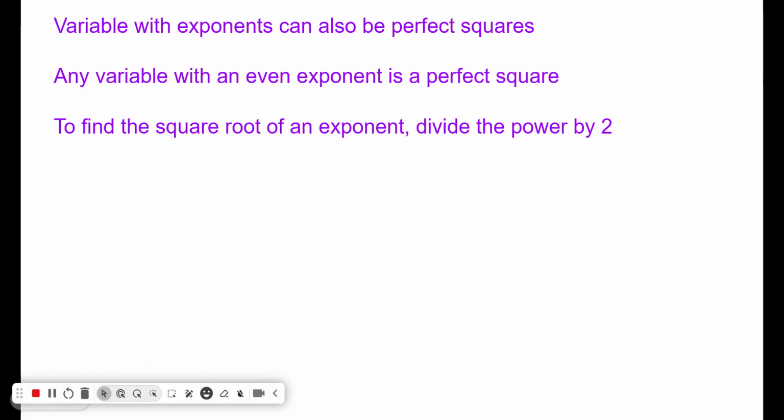Now, moving on to variables with exponents, which can also be perfect squares. Any variable with an even exponent is a perfect square by nature. So to find the square root of an exponent, divide the power by 2. Here, we have the square root of x to the 8th power equaling x to the 4th power.